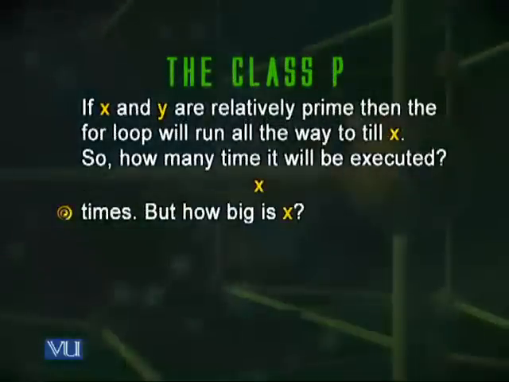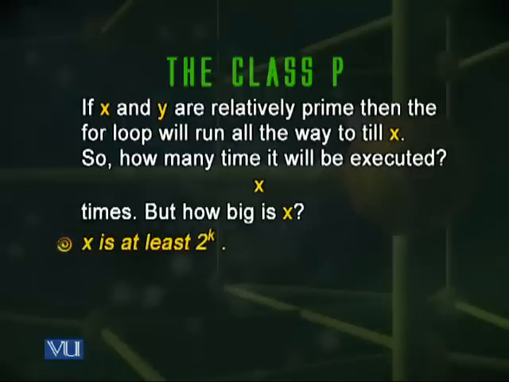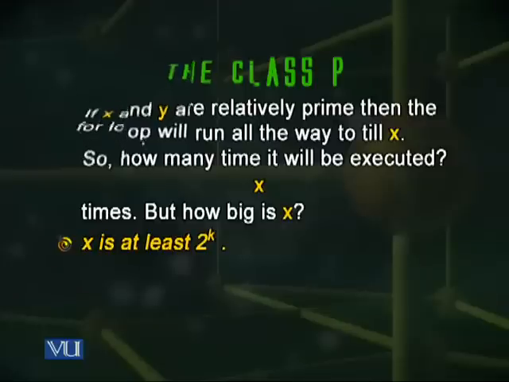But what we want to do is figure out how big x is. Well, since x is a k-bit number, x is at least 2 to the power k. So the number x is exponential in its size. If you write down a 30-bit number, the smallest 30-bit number you can write is 1 followed by 30 zeros. This number is not 30, this number itself is 2 to the 30. So this loop will run 2 to the k times.